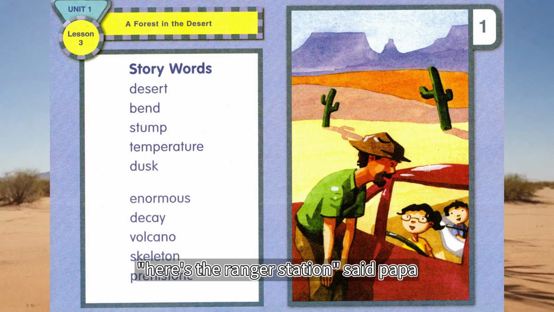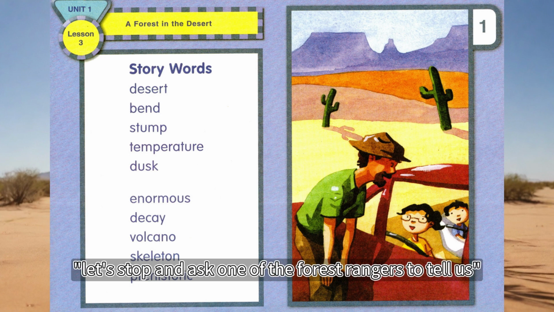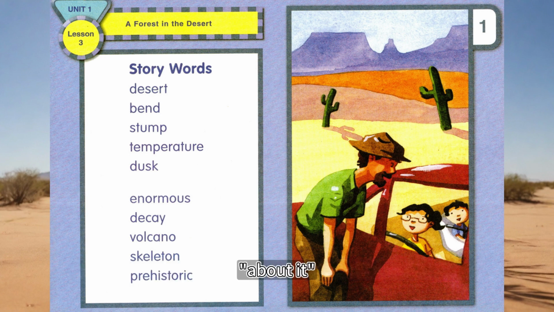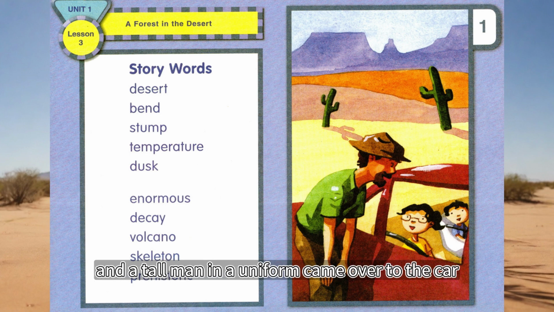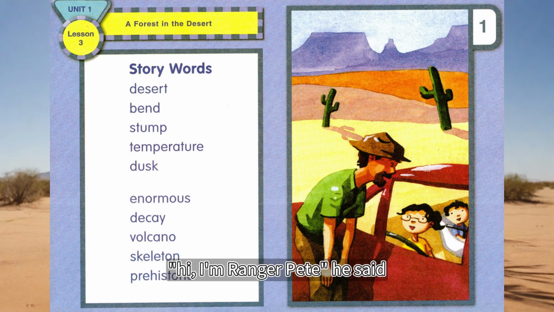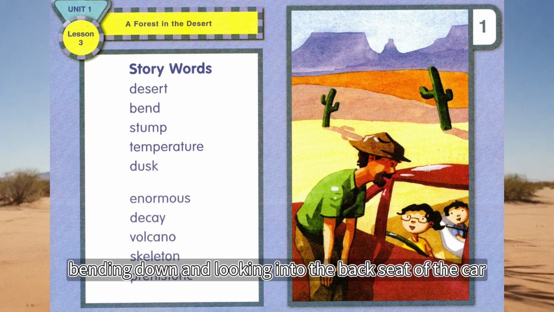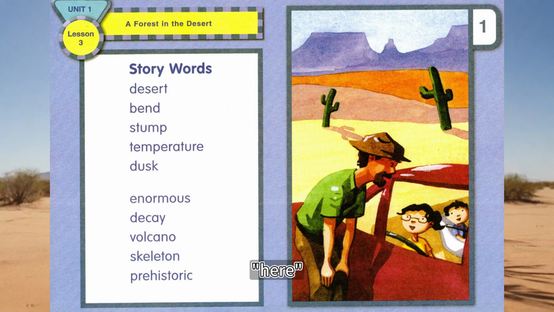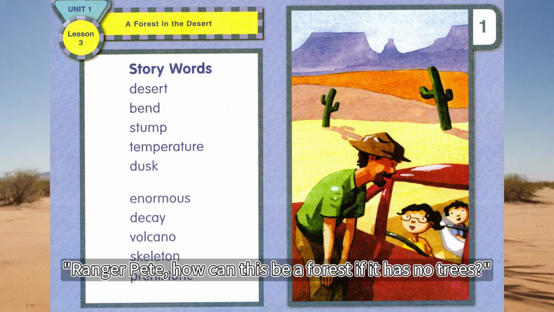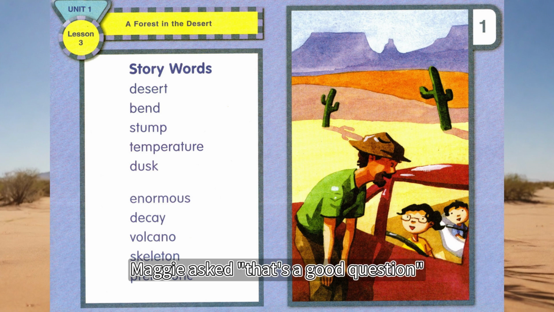Here's the ranger station," said Papa. "Let's stop and ask one of the forest rangers to tell us about it." Papa pulled up to the ranger station, and a tall man in a uniform came over to the car. "Hi, I'm Ranger Pete," he said, bending down and looking into the back seat of the car. "Looks like we have a couple of future junior rangers here." "Ranger Pete, how can this be a forest if it has no trees?" Maggie asked. "That's a good question," he said.